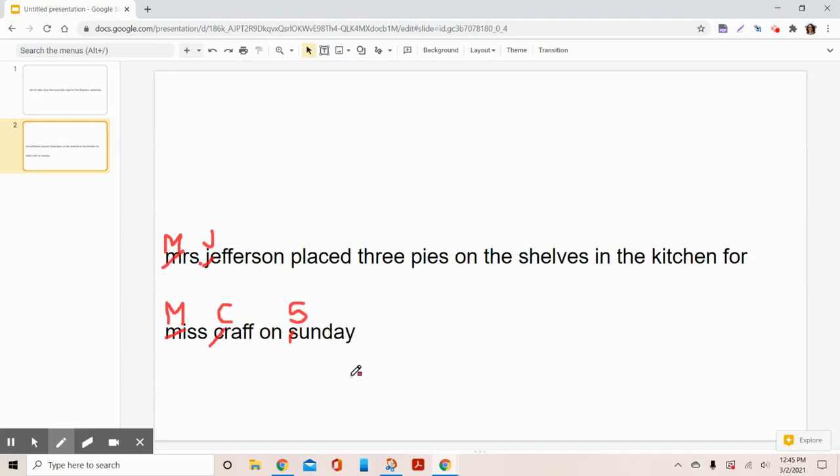And finally, our sentence has to have punctuation at the end. Mrs. Jefferson placed 3 pies on the shelves in the kitchen for Miss Kraft on Sunday. Are we asking a question or are we just telling something? They're just telling us about Mrs. Jefferson and Miss Kraft, so we have to add just a period at the end. Don't forget, if you have Mrs., Mr., or Ms., not only does it have to have a capital letter, it also has to have a period. If you're using Miss, it's a capital letter, but no period.